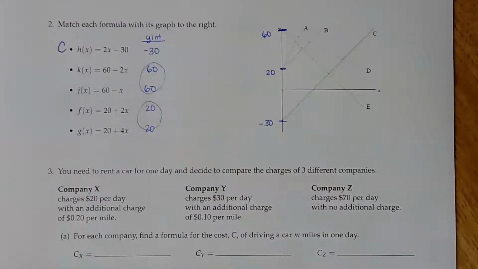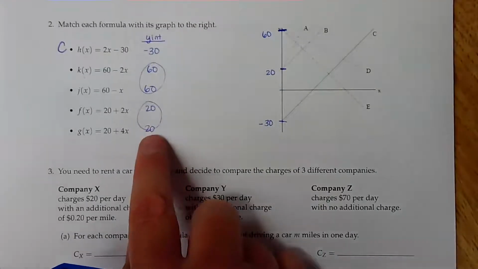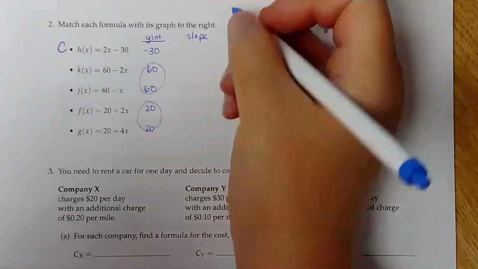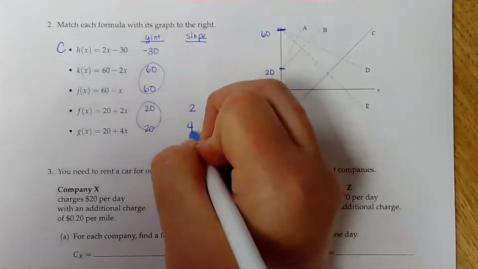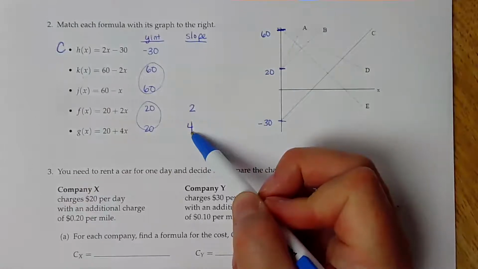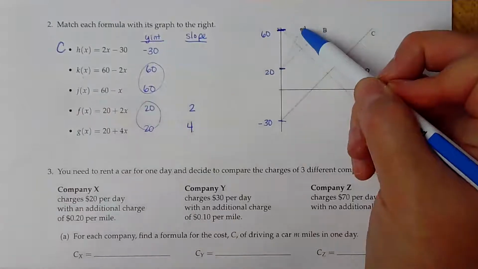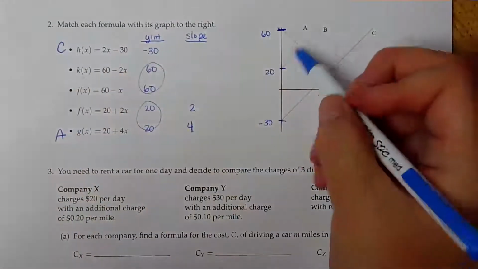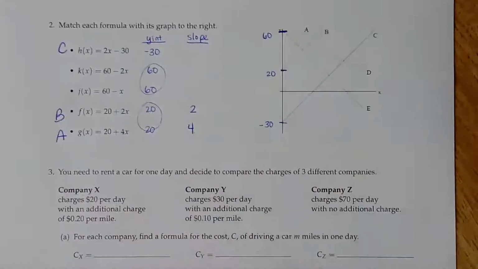All right, and then I have 2 lines that go with the y-intercept of 20. So now I'm going to look at the slope. So here my slope is 2, and here my slope is 4. So the slope here is going to be growing the fastest. So of these 2, A looks like it's growing the fastest. So that'll match up with this one. And B is not growing as fast, so that'll go here.